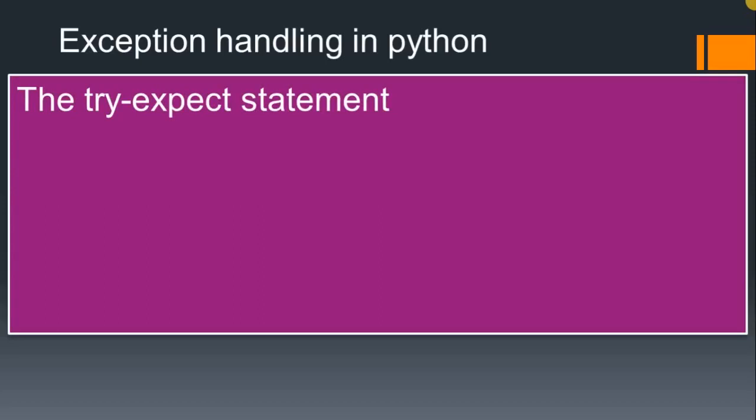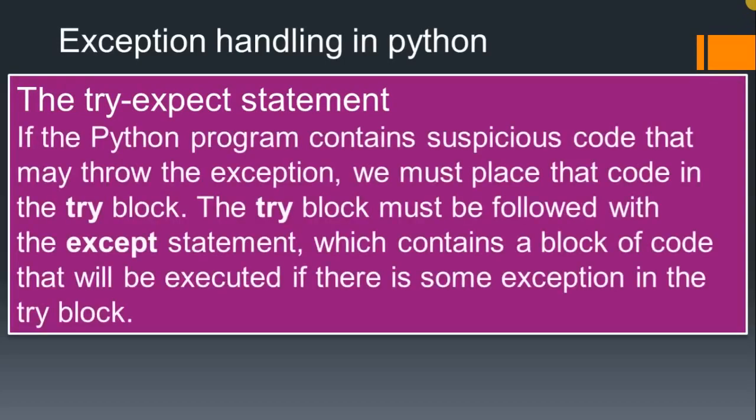Here, for handling that exception, we have to use try and except statements in the program. So what is the use of that, we will see. If the Python program contains suspicious code that may throw an exception, we must place this code in a try block. So in the try block we put a suspicious statement, where there is a possibility of getting a runtime error. The try block must be followed by the except block, which contains the block of code that will be executed if there is some exception in the try block.